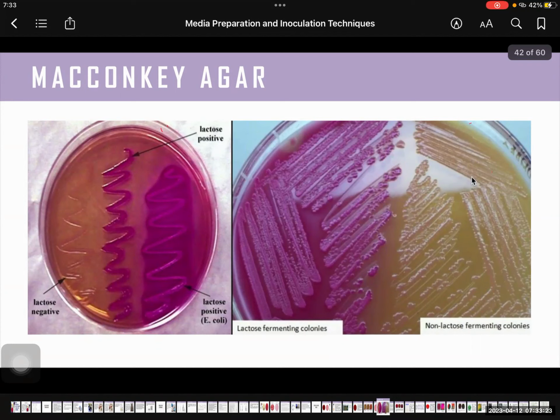But for negative, they would have clear or yellowish colonies. Actually, ang nag-yellow is yung agar. But yung color ng colonies are clear or translucent. Okay. Translucent colonies or clear-looking colonies, those are the characteristic of a non-lactose fermenting colony. So what would happen?